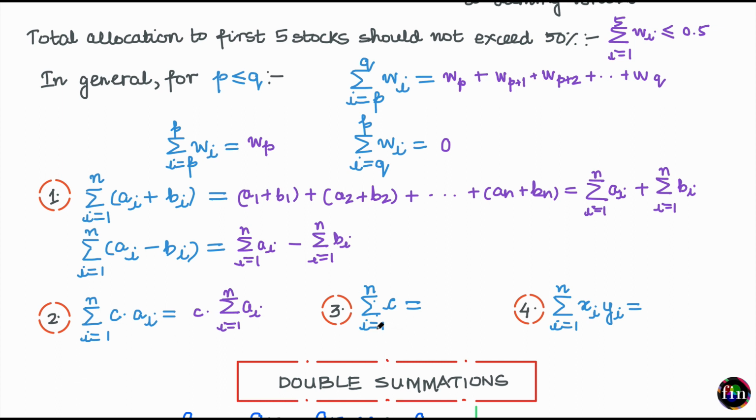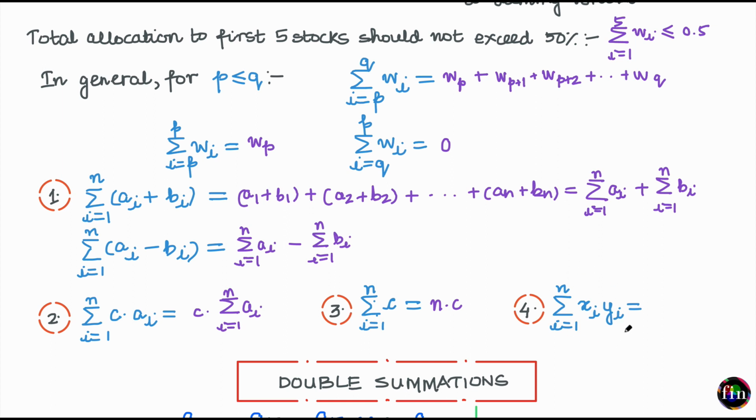Now, what if you were summing up a constant? That means you have a constant and you are summing it up, let's say n times, when i goes from 1 to n. So this will basically expand as c plus c plus c plus c done n times, and therefore this summation will very simply be equal to n times c.